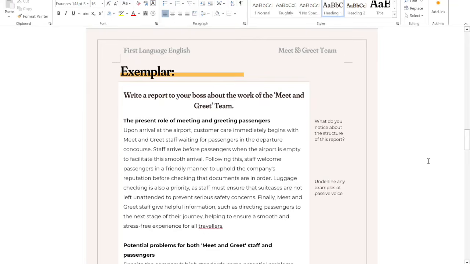Upon arrival at the airport, customer care immediately begins with meet and greet staff waiting for passengers in the departure concourse. Staff arrive before passengers when the airport is empty to facilitate this smooth arrival. Following this, staff welcome passengers in a friendly manner to uphold the company's reputation, before checking that documents are in order. Luggage checking is also a priority, as staff must ensure that suitcases are not left unattended to prevent serious safety concerns. Finally, meet and greet staff give helpful information, such as directing passengers to the next stage of their journey, helping to ensure a smooth and stress-free experience for all travellers.